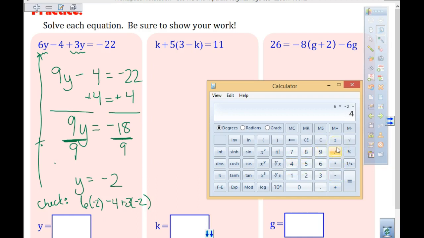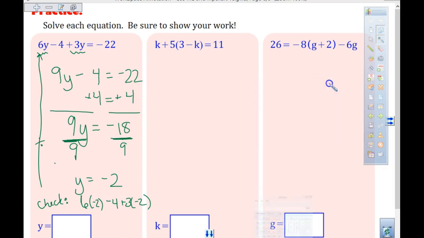I don't know how to get negative 2. Okay, there should be maybe a plus-minus button on your calculator or a parenthesis with a minus. That gives you the negative. You may have to hit it before the number. In my case, I do it after. Each calculator is different. Did you get negative 22? Yes. Okay? So if I take 6 times negative 2, and then we minus 4, and we add 3 times negative 2, we get negative 22. So it works and we check.